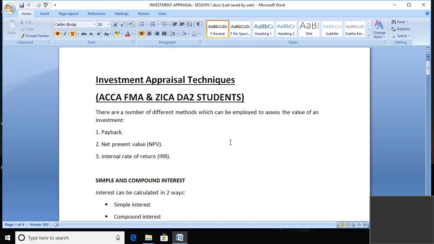Technique number two, the net present value method. Under the net present value method, we take into account what is called the time value of money. What is the time value of money? The time value of money is the fact that the money you have now is worth more than the same amount of money received in the future. Why is that the case? It's because of the following factors.